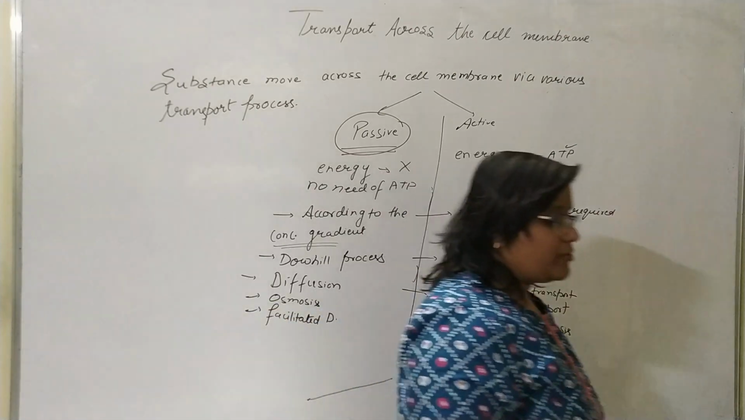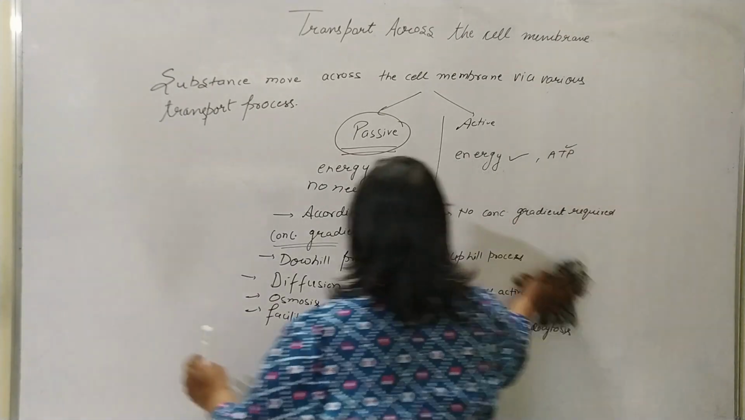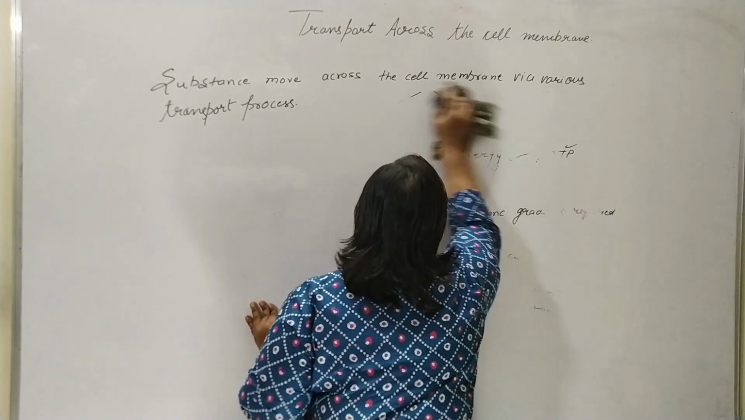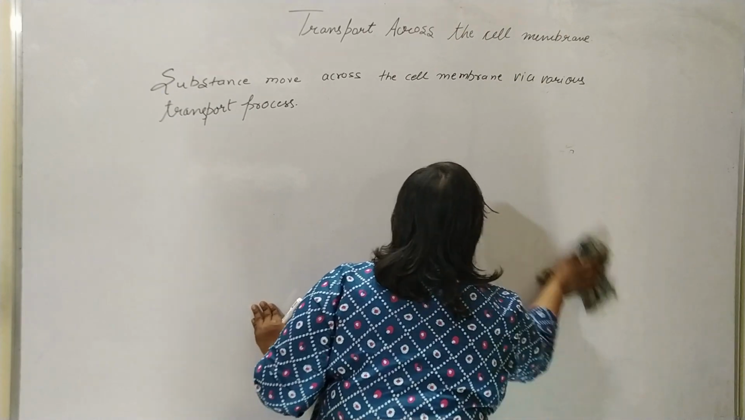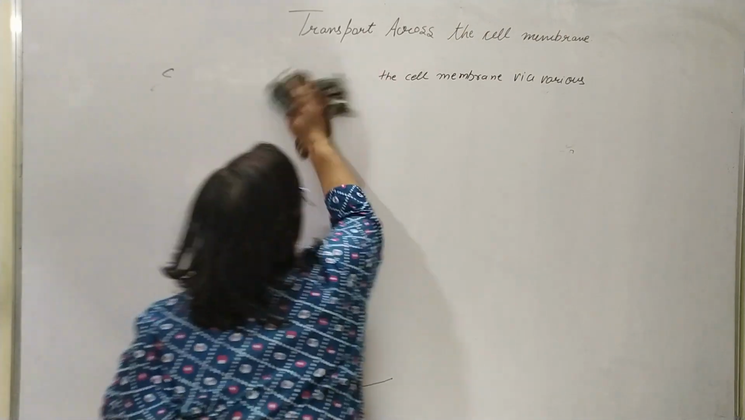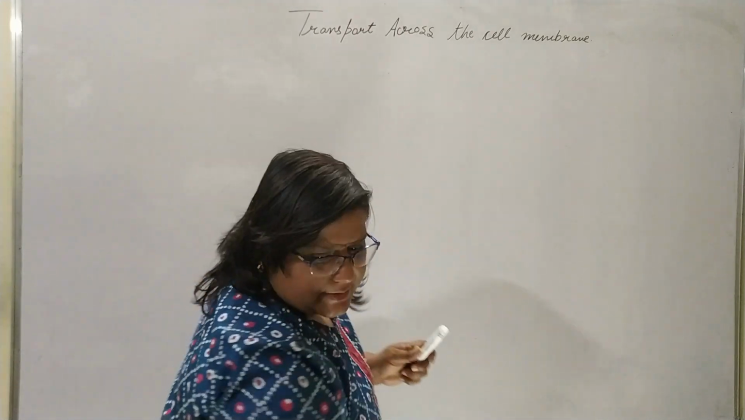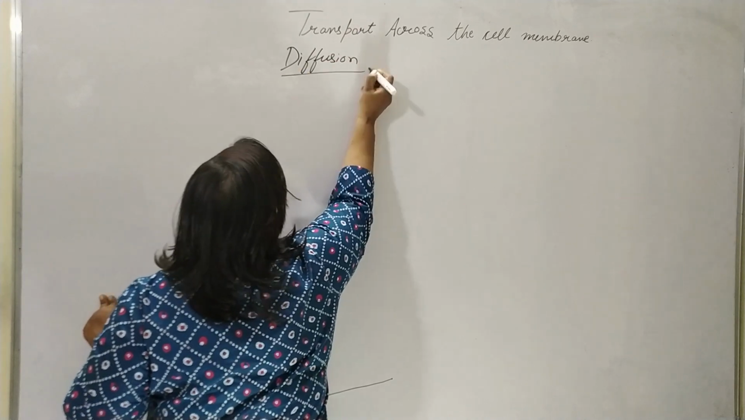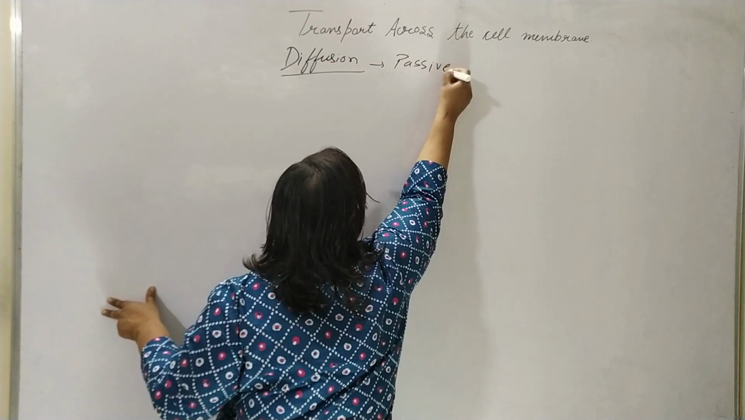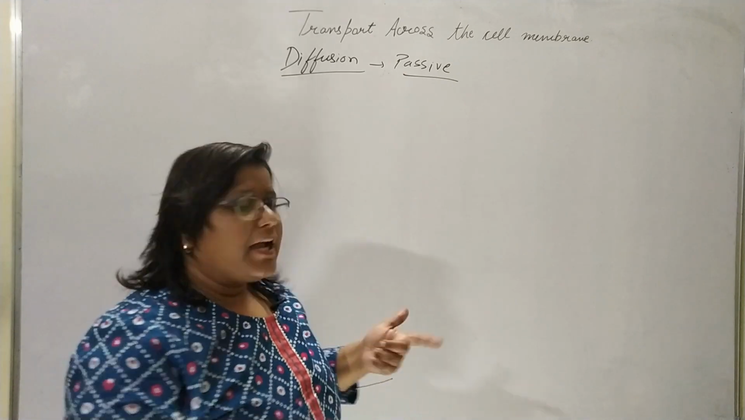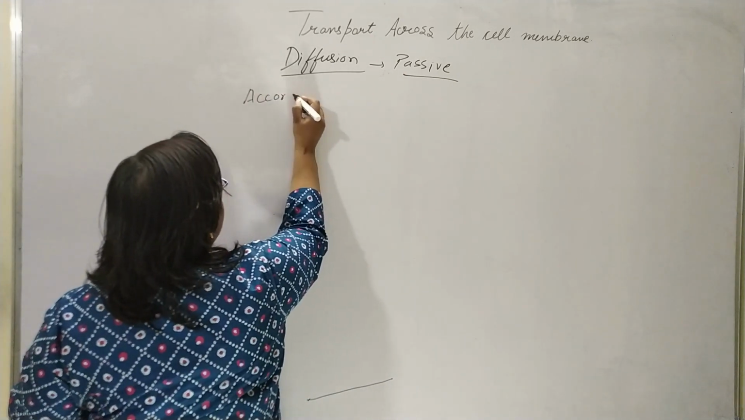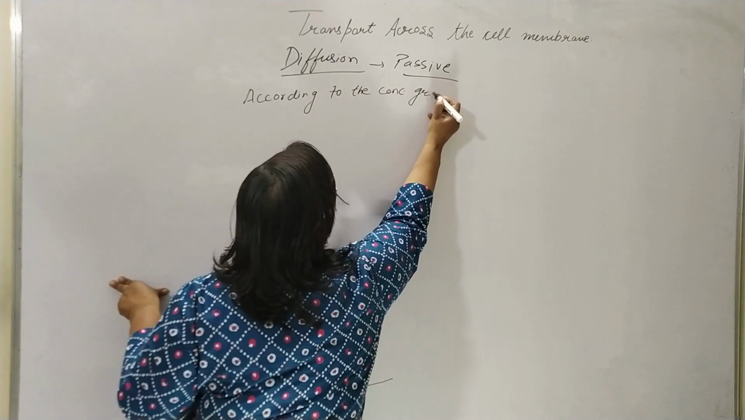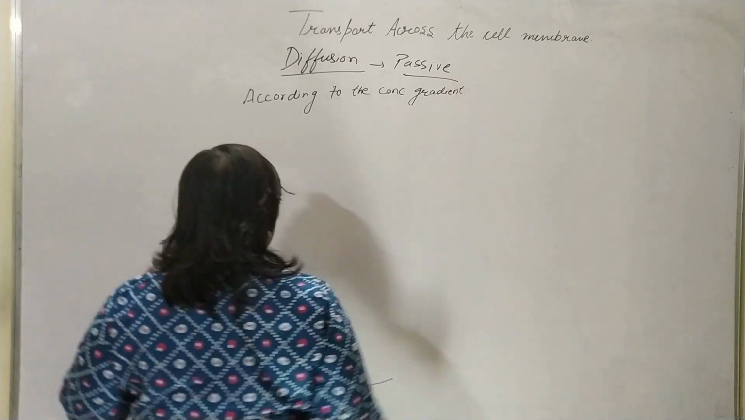As the name suggests, diffusion means something will diffuse out. Something or the particles will diffuse from the higher concentration to the lower concentration, that is, according to the concentration gradient. So now, coming to the diffusion part, diffusion is a passive process, as we have discussed just now. It's a passive process and the particles move according to the concentration gradient.